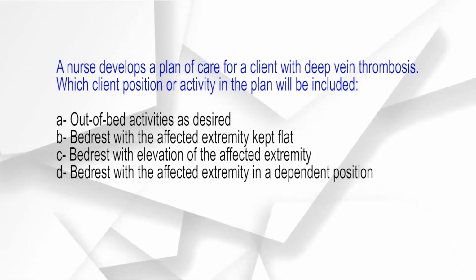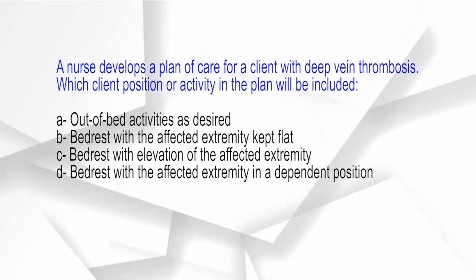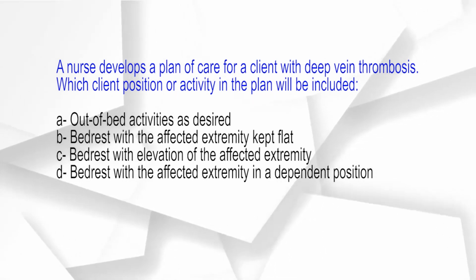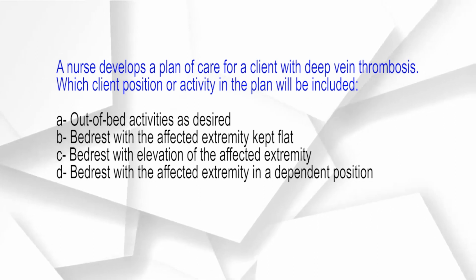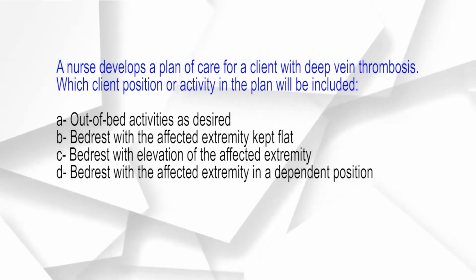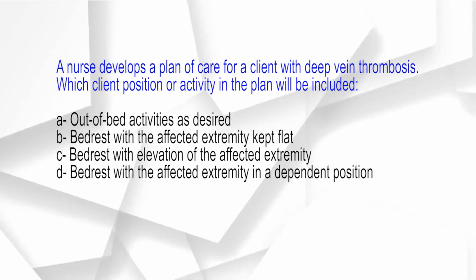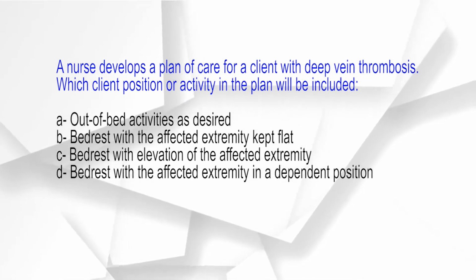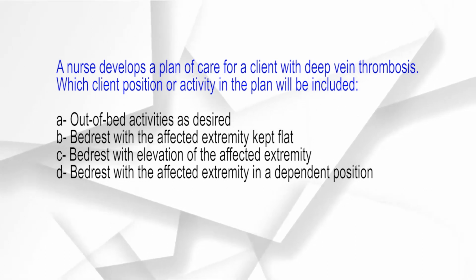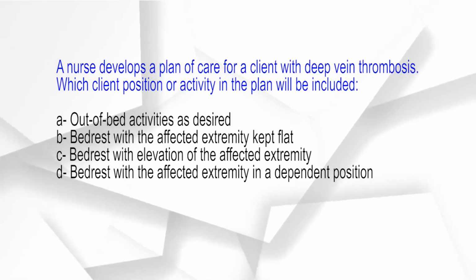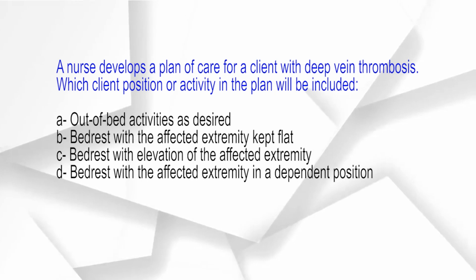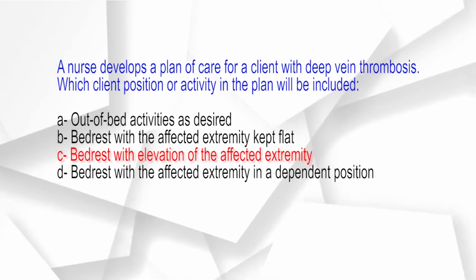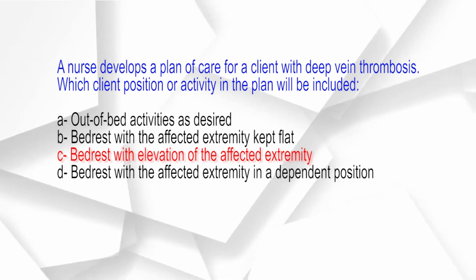Guys, here is the next question. A nurse develops a plan of care for a client with deep vein thrombosis. Which client position or activity in the plan will be included? Answer: the options are A out of bed activities as desired, B bed rest with the affected extremity kept flat, C bed rest with elevation of the affected extremity, D bed rest with the affected extremity in a dependent position. And the correct answer is option C, bed rest with elevation of the affected extremity.